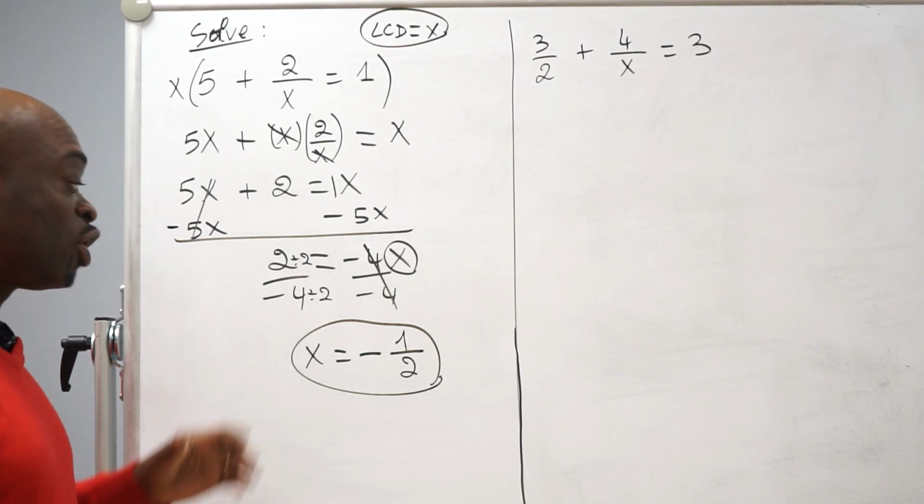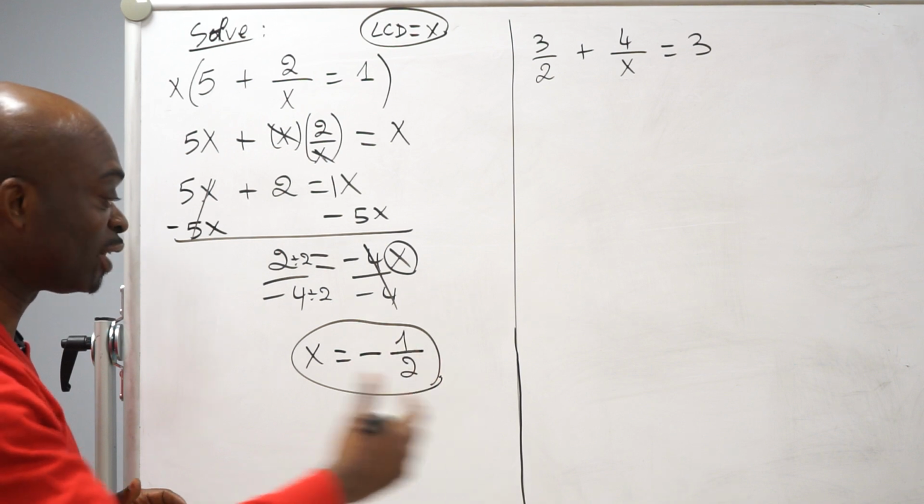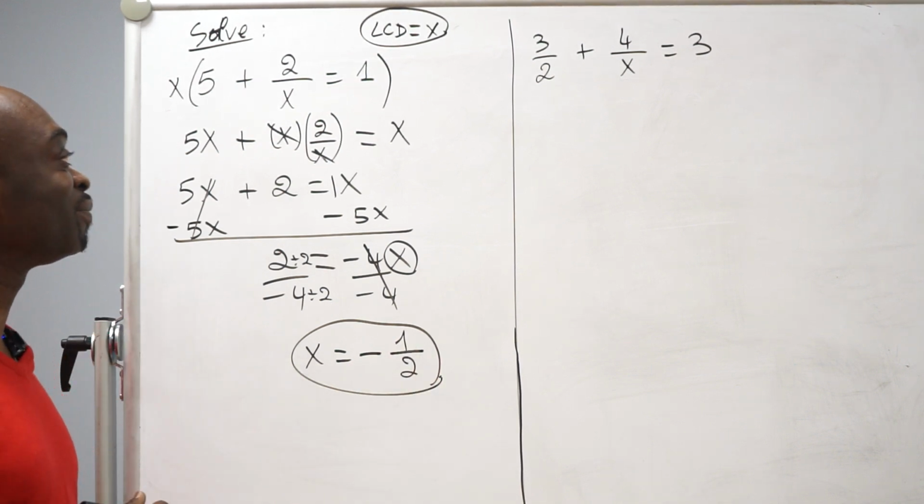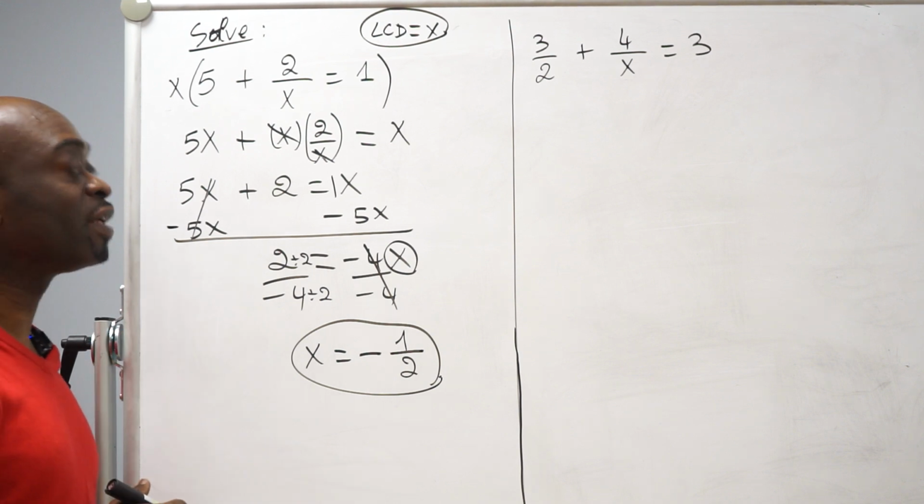Or negative 1 over 2 equals x. That's the same thing. Whether you put the x on the left side or the right side of the equal sign, it doesn't matter, as long as you have x, we're good. All right? So this is how you deal with this problem.